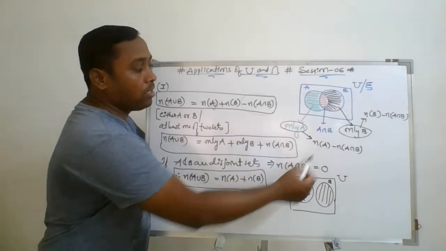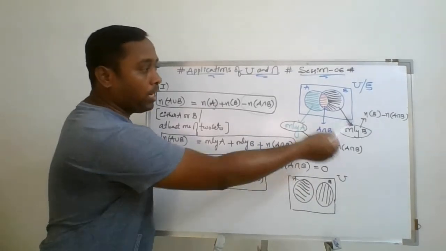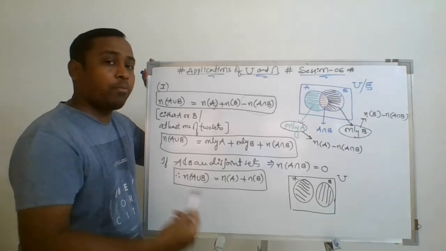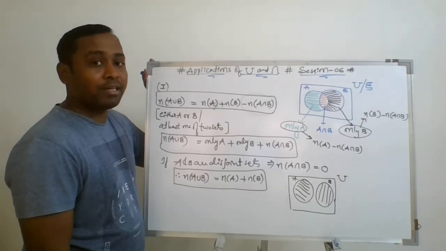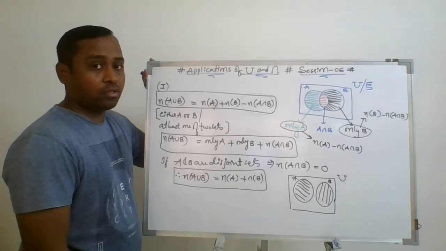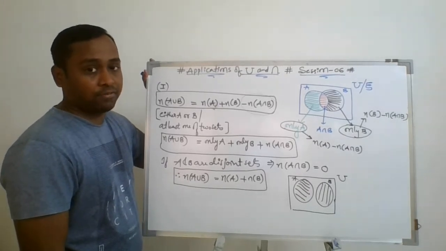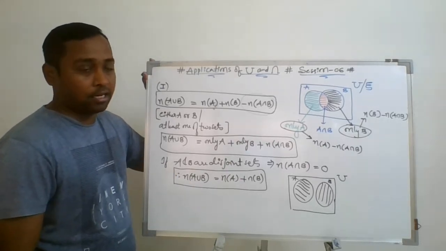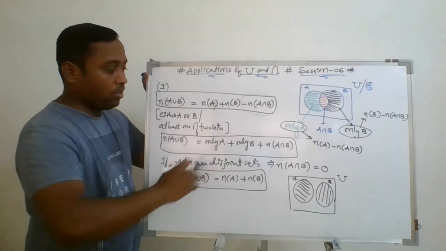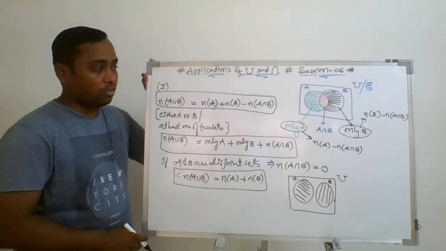This would be the next formula: only B. You may also develop only A and only B, which means symmetric difference. We have already discussed symmetric difference and difference of two sets, and we are going to understand that now as the second part. So just keep these fundamental formulas in your mind.